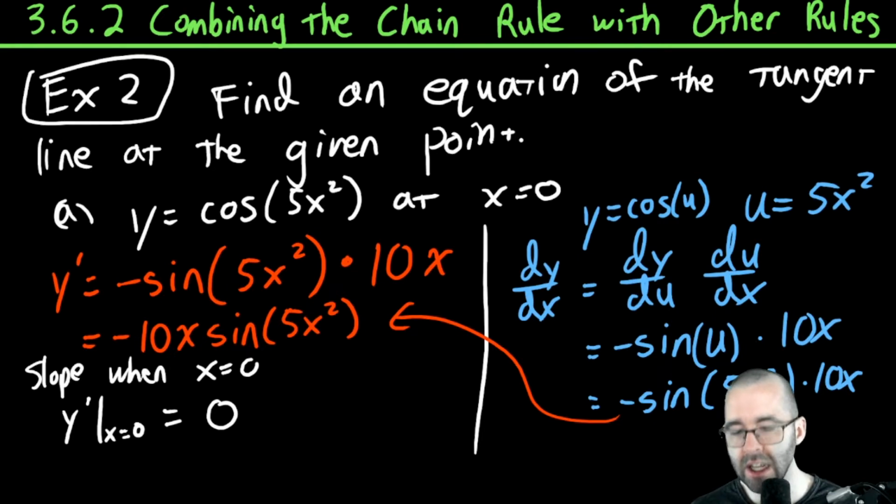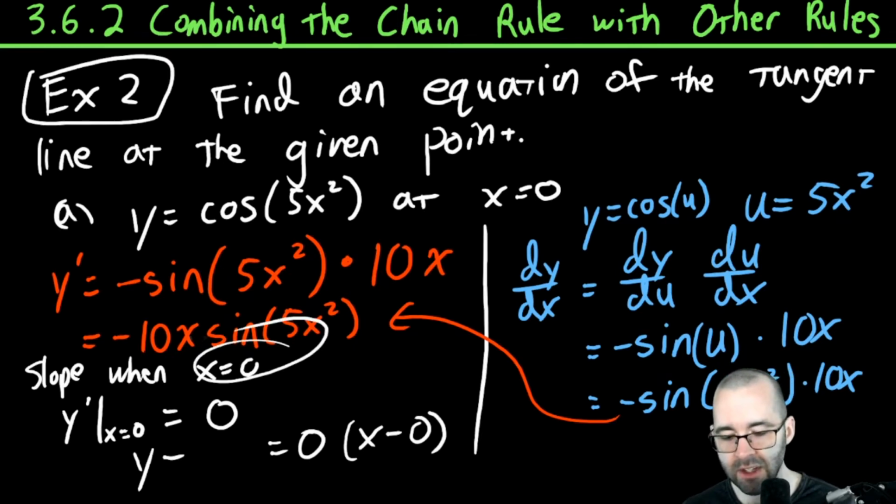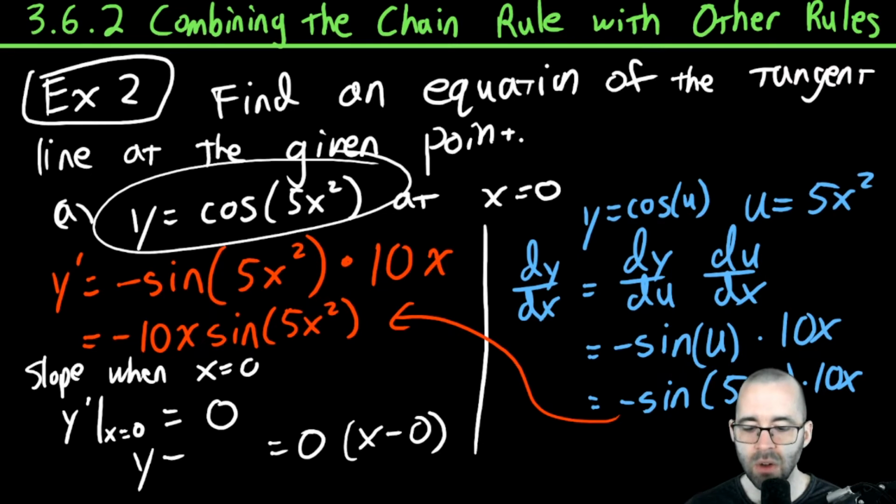So the equation of the tangent line is a horizontal line. It's a slope of 0. It's going to be y minus the y coordinate equals the slope times x minus the x coordinate. The x coordinate is 0. We're looking for the tangent line when x is 0. We don't know the y coordinate yet. It didn't give that to us. The y coordinate is what happens when we plug in x equals 0 into our function.